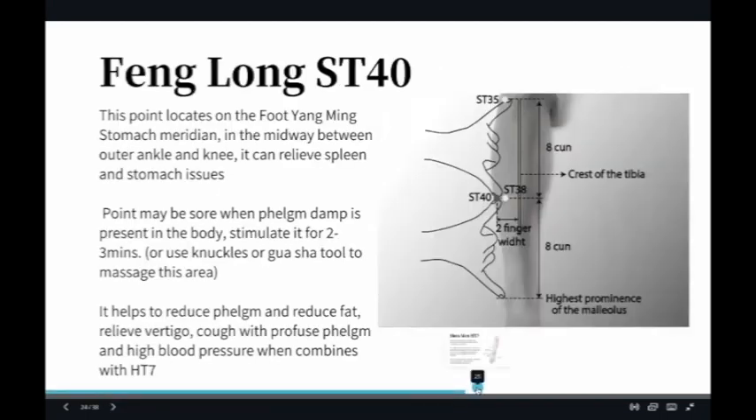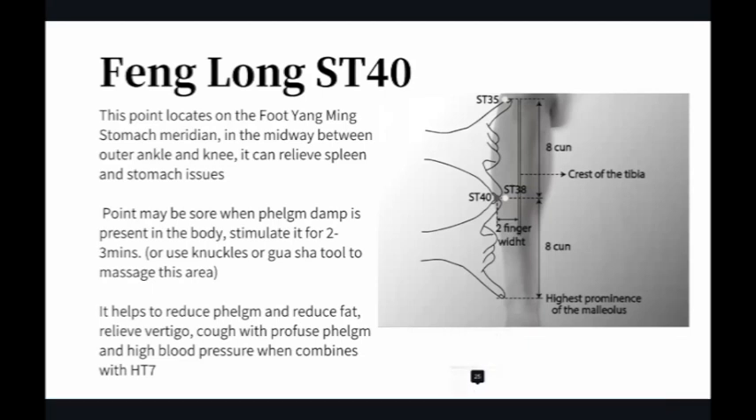So we also have Feng Long. This point, please tell me if I'm too fast. Feng Long is on the stomach meridian that I've just talked about. It's on the outside of the legs. The spleen meridian is inside our legs. When you're trying to locate this point, it's midway between the outer ankle and the outer side of our knee. So it's the halfway.